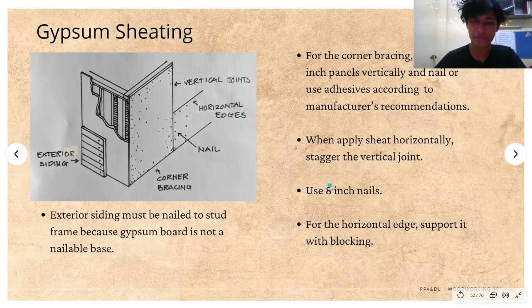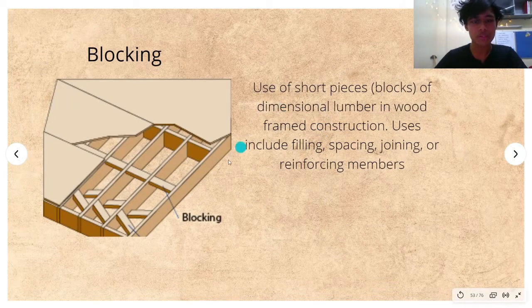So what is blocking? Blocking is the use of short pieces of dimension lumber in wood frame construction. Uses include filling, spacing, joining, or reinforcing members. It is used to support the wall.